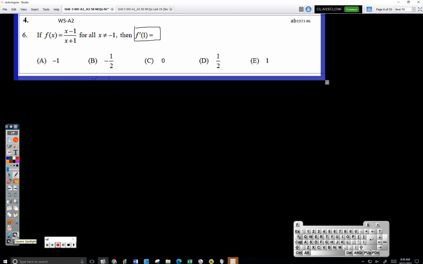Okay, so same idea. They give you a formula for f. You are supposed to find a formula for f prime. And then once you have the formula for f prime, you're supposed to find what that formula's value will be when the x-coordinate is 1. Go.